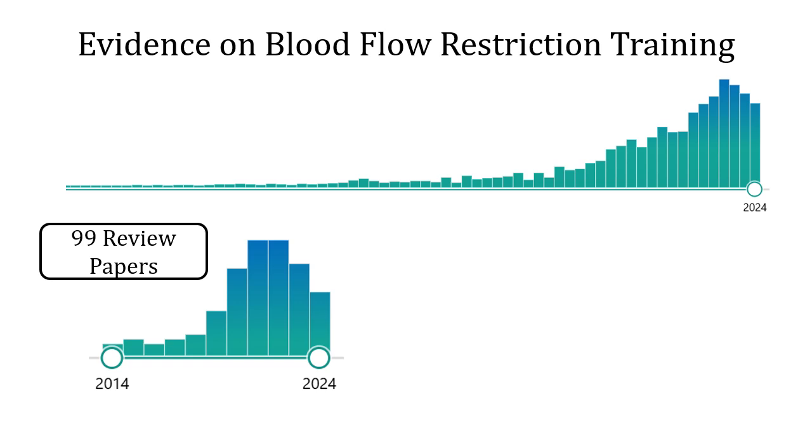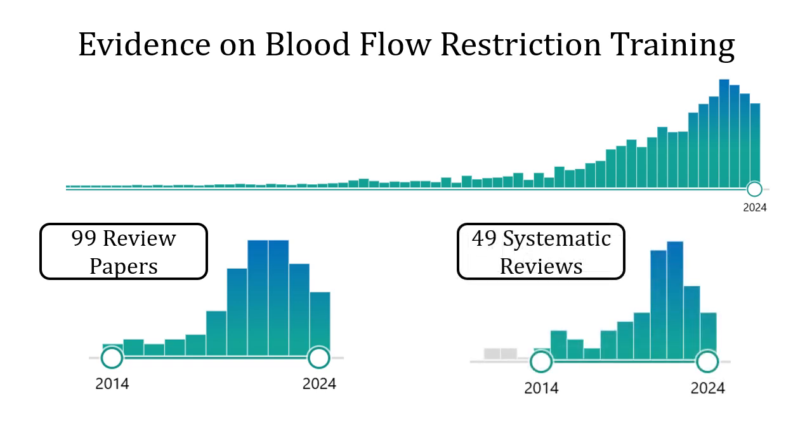Piggybacking on this, if you look at review papers in themselves and you filter by that in regards to the bibliographic analysis in PubMed, we can see that there's been 99 review papers in just the last 10 years. And then of those, about half of them are systematic reviews that have also just been published in the last 10 years as well. And so the fact that there's that many systematic reviews is, one, just incredible, and two, speaks to how many additional independent studies and individual studies that have been conducted during that time.